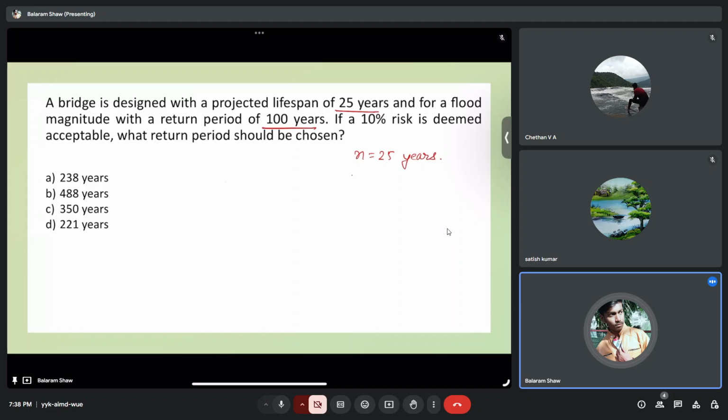Okay, next question. A flood control structure having an expected life of n years is designed by considering a flood return period of T years. Now, when T equals n and n tends to infinity, the structure's hydrological risk of failure in percentage is how much? We know the risk is given as 1 minus (1 by T) to the power n. Given that T is equal to n, the risk will become 1 minus (1 by n) to the power n.